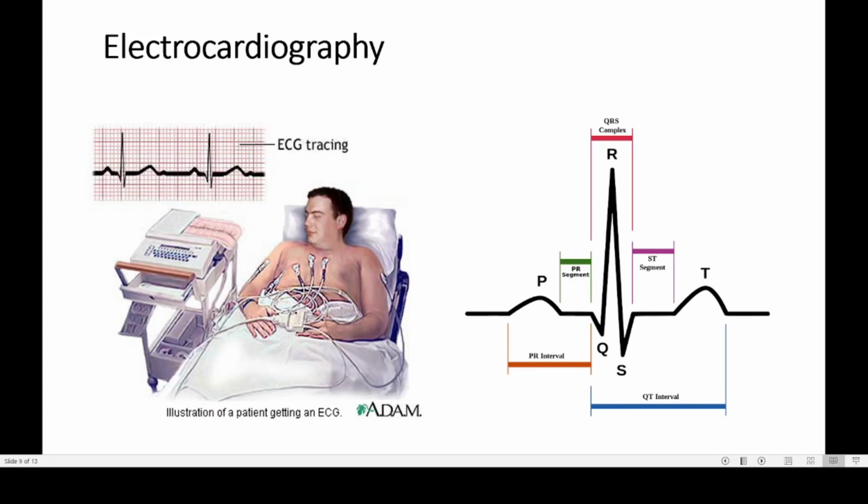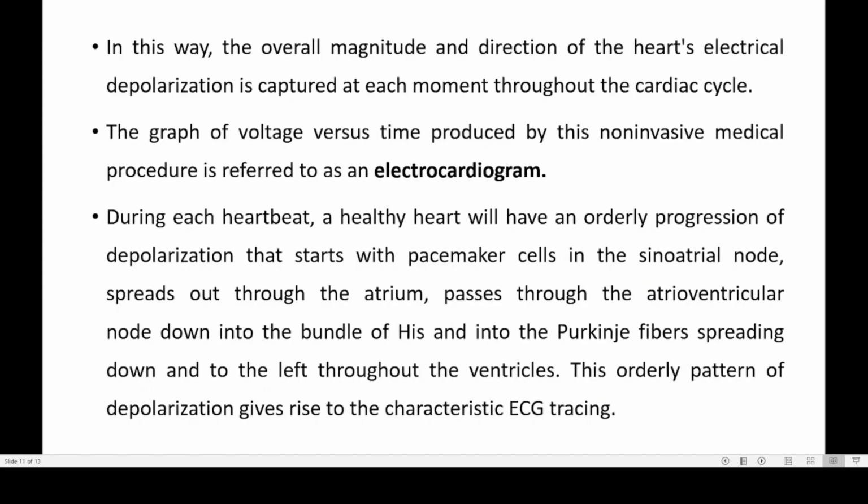Technically, the electrocardiogram is used by medical professionals or doctors for diagnosing different types of heart-related diseases. During each heartbeat, the healthy heart will have an orderly progression of depolarization. You might have learned that during the contraction of muscle there is an event called depolarization. That depolarization normally moves in a wave-like pattern.